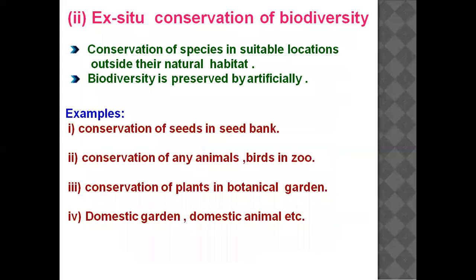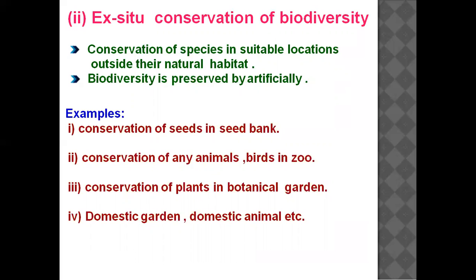Now coming to ex situ conservation. Ex situ conservation means conservation of the species outside their natural habitat. When we take animals or plants outside their natural habitat and work for their conservation, that method of conservation is known as ex situ conservation. In situ conservation is basically natural, and ex situ conservation is basically an artificial process of conservation.